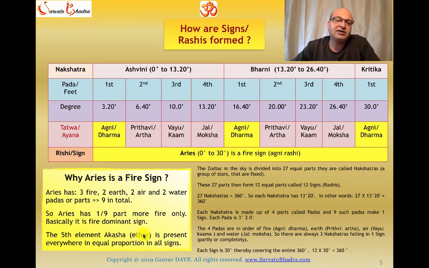And the 5th element, the Panch Mahabhutas: Agni, Prithvi, Vayu, Jal, and Akash. Akash, which binds everything together and which gives meaning to our existence, is present everywhere in equal proportion in all the signs. So we can do a similar calculation for Taurus, and we will see that Taurus is an earth dominant sign because there the Prithvi Tattva will dominate. Prithvi Tattva will have 3 by 9 score as compared to other tattvas, and subsequently we can do other calculations.